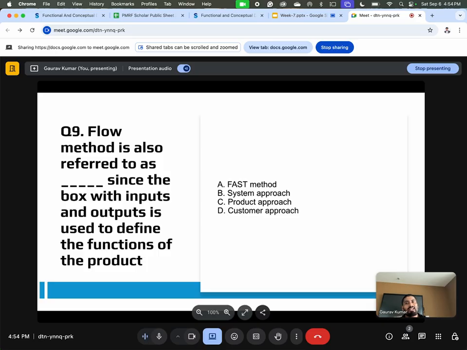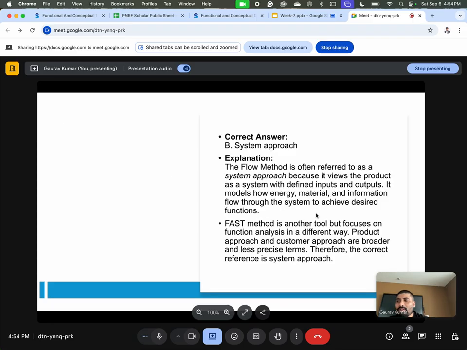While the FAST method is another tool in functional analysis, it follows a different process. Product and customer approaches are less precise. Hence, the flow method is best captured as a system approach. So B is the right answer, and you may go through this slide. This is the explanation slide. Please go through this slide.